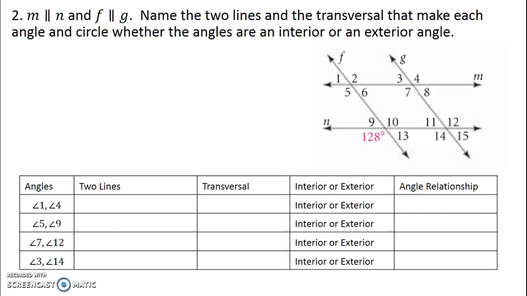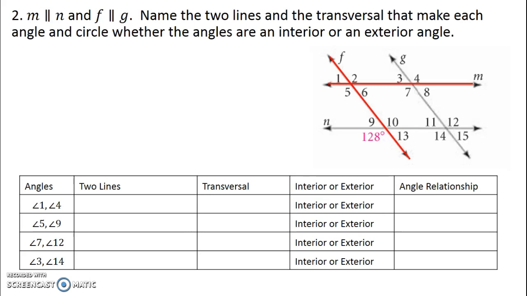Question 2, we got this picture with all kinds of parallel lines, M and N, F and G. We're going to name the two lines and the transversal that make up the angle and then classify it. What I would suggest, if you can manage it, is highlight your picture, redraw it. There's extra information here. That's why we're asking for those two lines and the transversal. So if I look for angle 1, I see angle 1 is created with line M and line F. You see how I've highlighted angle 1 by doing that?